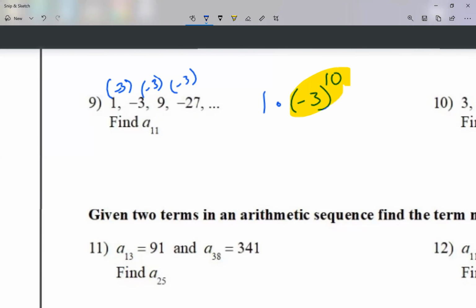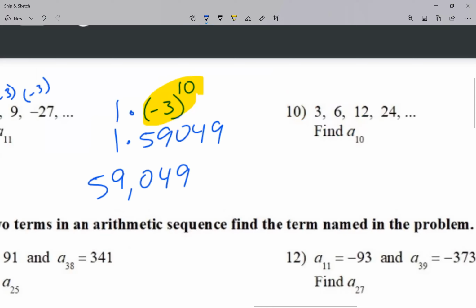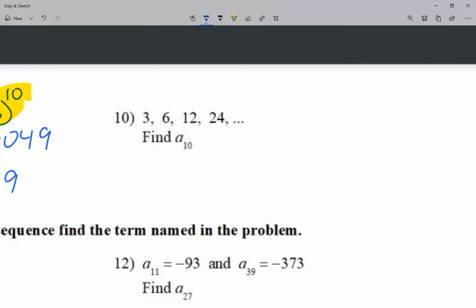So that's gonna give me 1 times, because that one I'm gonna deal with at the end, 1 times. Now -3 to the 10th gives me 59,049. Okay, so now to my last step, 1 times 59,049. I'm gonna call this 59,049. Not bad, right? Inductive reasoning, basically I look for patterns.